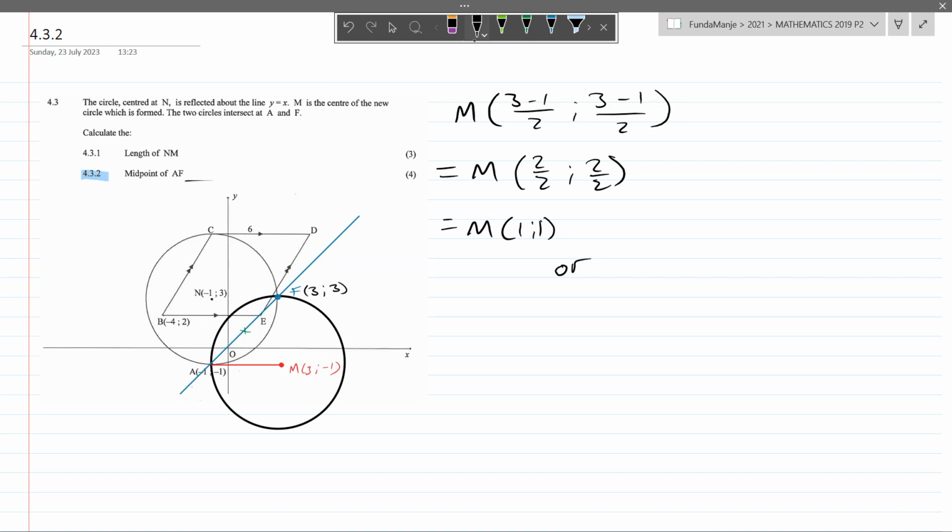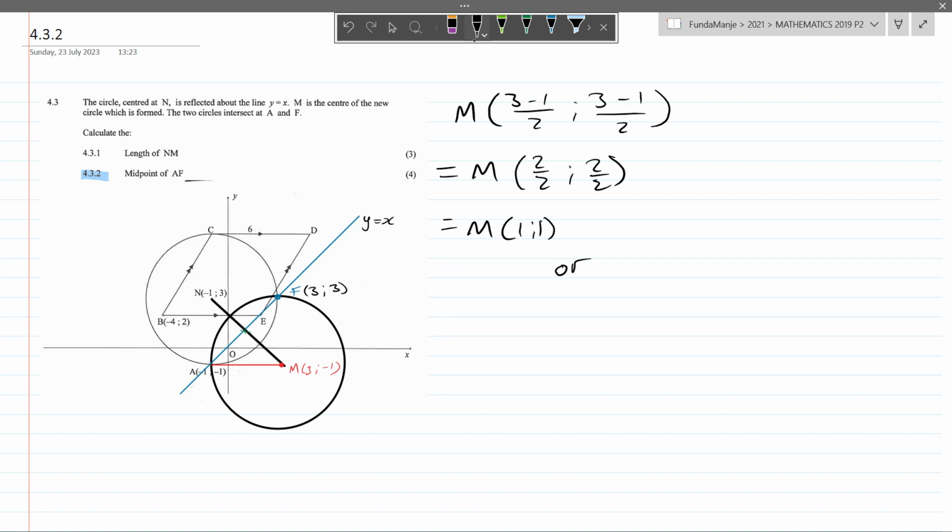The other method that I'll talk about is a bit lengthy, because we first need to find the equation of the line that goes through M and N. Getting the equation of this line will help us to equate the equation of that line and the equation of this blue line, y equals x. That will tell us the point where they intersect, and this will happen at the middle. This is due to the way this graph is reflected. The property is that if we were to draw a line from N to M, it would be the shortest distance from N to M, which will go through the midpoint of A and F.